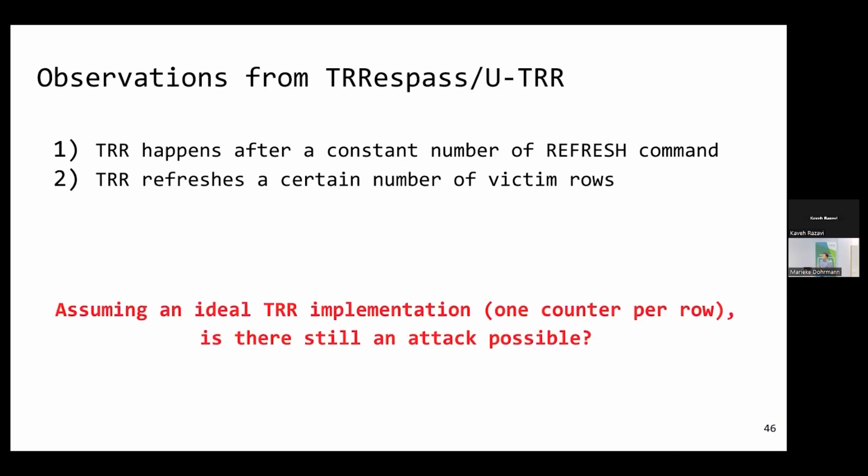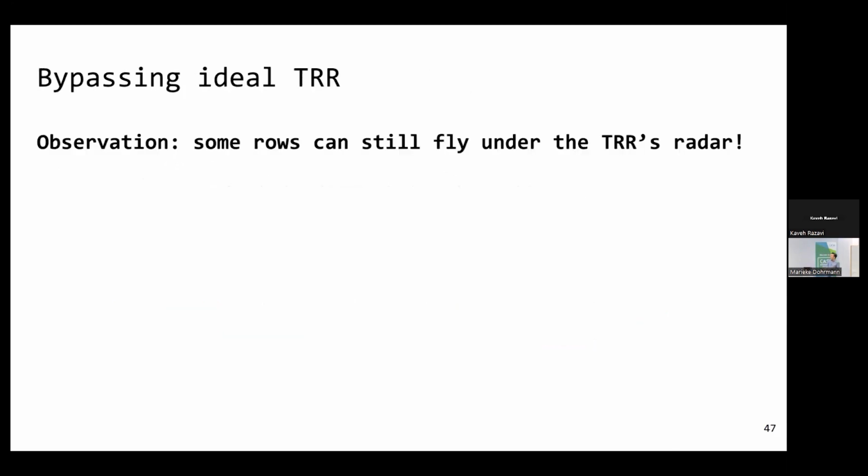The question that we then asked was, is there still an attack possible, even if you would have the ideal implementation of the mitigation? So the observation that we made is that unfortunately there is still an attack possible, right? Because some of the rows could fly under the radar of the mitigation, even if you have precise item count. So let me show you how this would work.